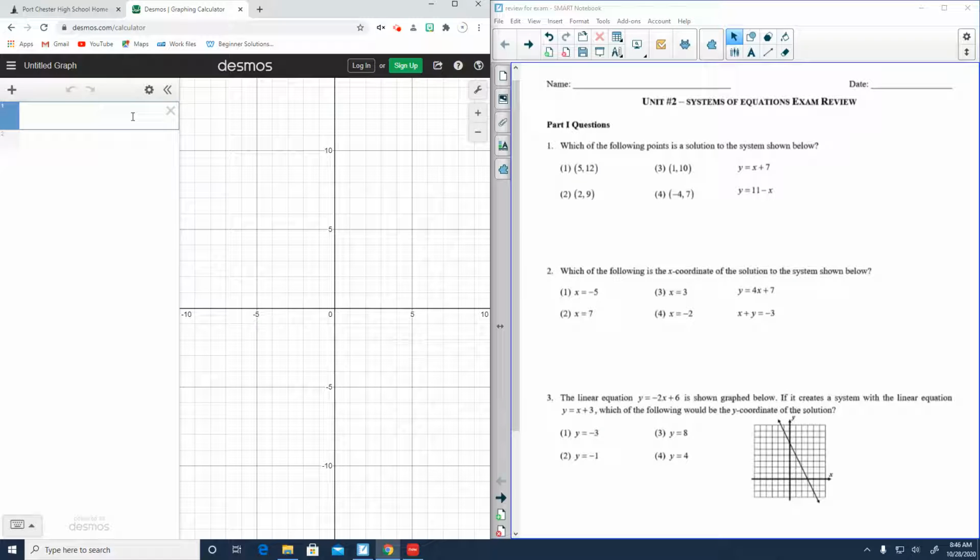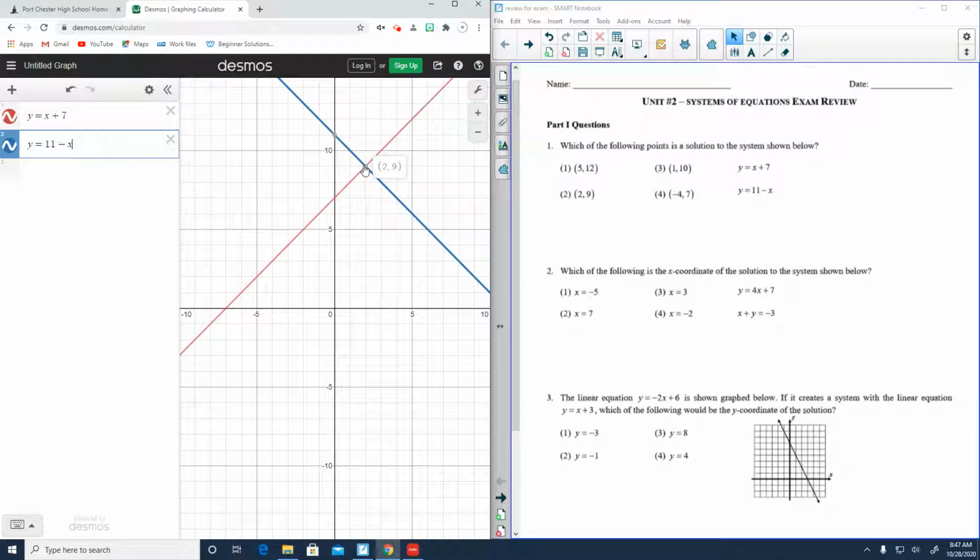We're going to be doing plenty of solving systems of equations algebraically later, so let's just practice using the Desmos for now. So the first equation is y equals x plus 7. So I'm going to go to Desmos and I'm going to type in y equals x plus 7. In my next cell, I'm going to type the next equation, y equals 11 minus x. Our graphs intercept at the point 2, 9. So our solution for number 1 is 2, 9.